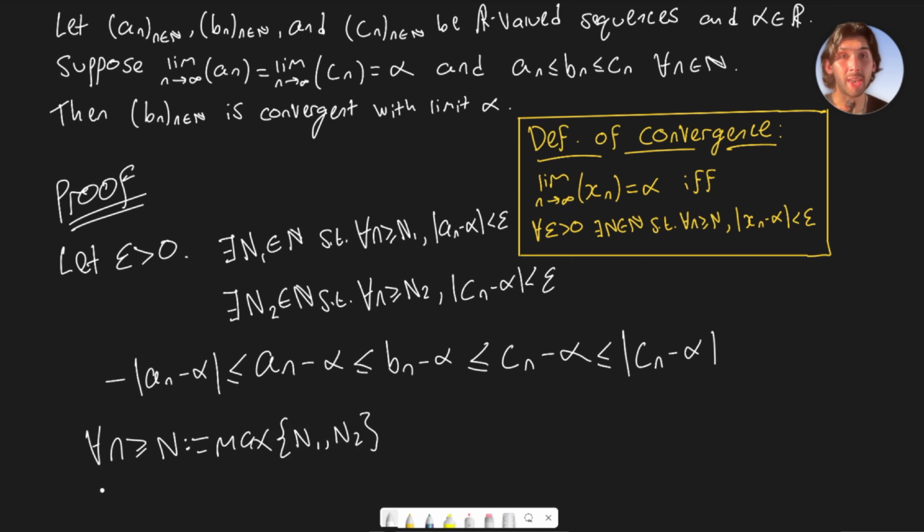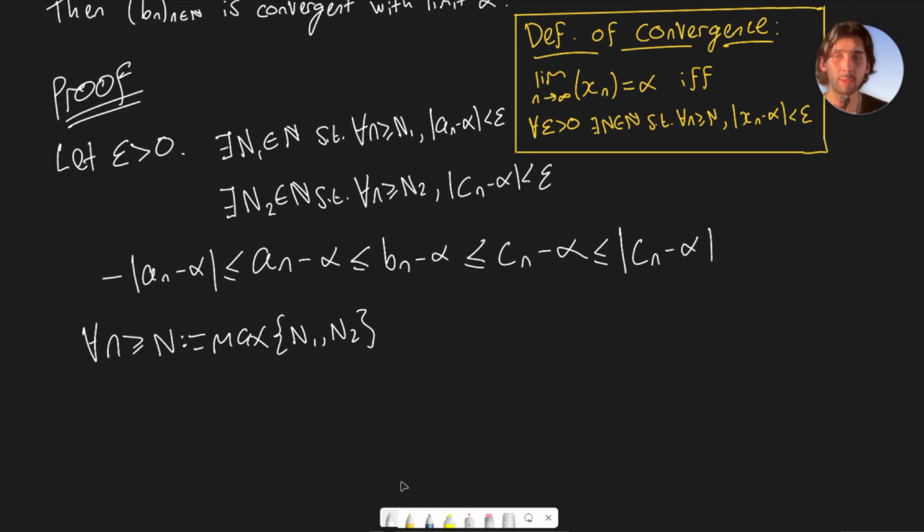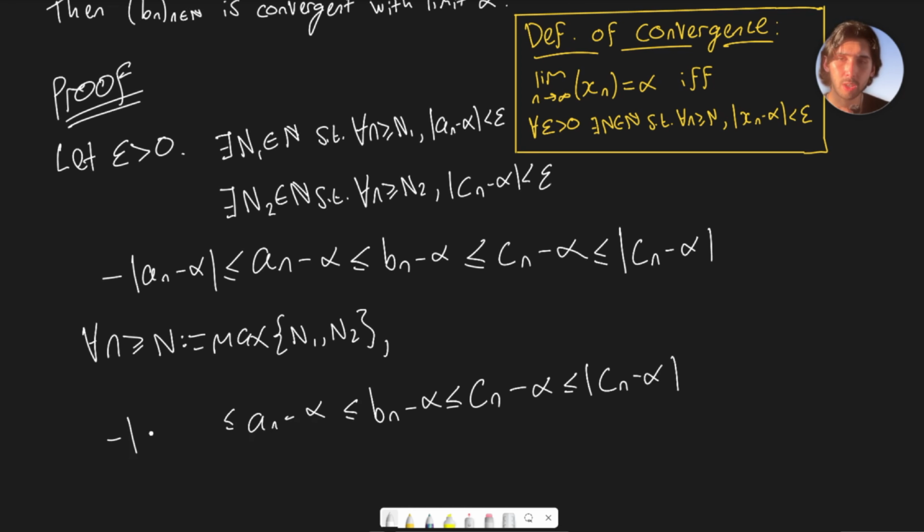So for all lowercase n bigger than or equal to whichever is bigger out of n1 and n2, I can say the same line of inequalities again, but I can add something more to it. Because I'm only talking about the values of lowercase n that are bigger than or equal to this capital N, I can also say that the modulus of cn minus alpha is less than epsilon, and that minus the modulus of an minus alpha is going to have to be bigger than minus epsilon. So now I'm bringing in these two inequalities from up here.